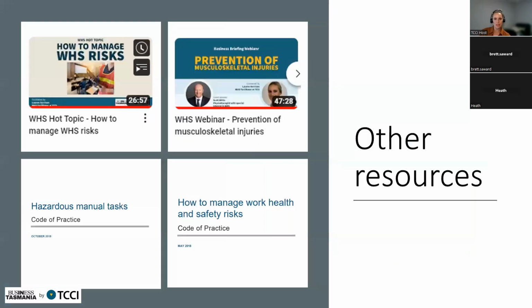And then this is the second last slide, so we're nearly through it all. We've got other resources. The two best codes to read through for your hazardous manual tasks are obviously the hazardous manual tasks code, and then you've got how to manage work health and safety risks. But if you're both doing risk assessments already, you've probably got a fairly good understanding of how to perform a risk assessment. So it's just taking it that step further and breaking it down to each hazardous manual task and how you're going to put control measures in for those.